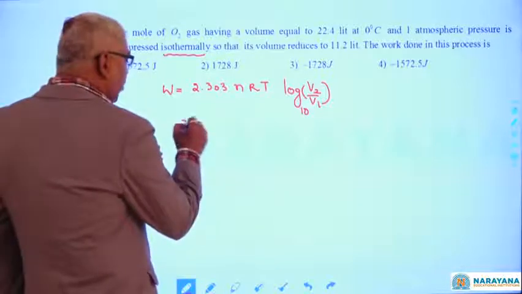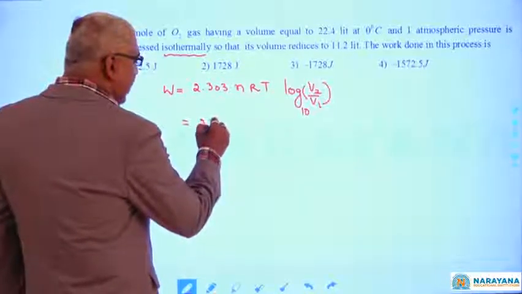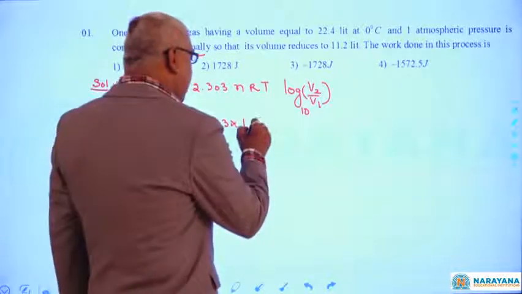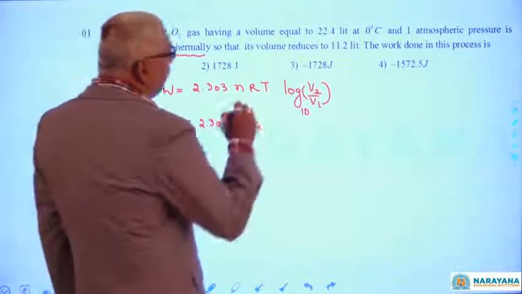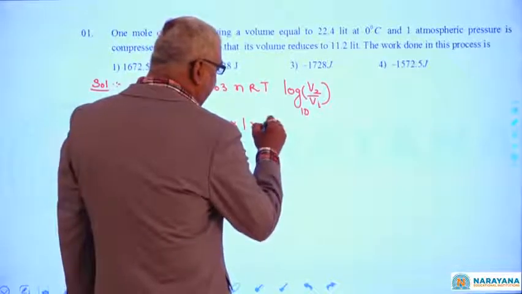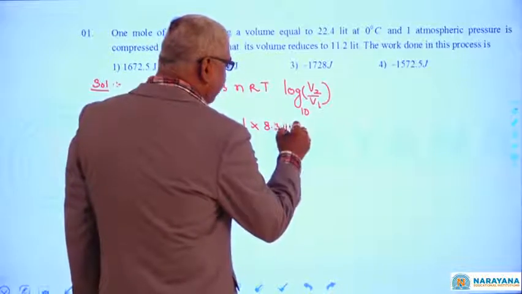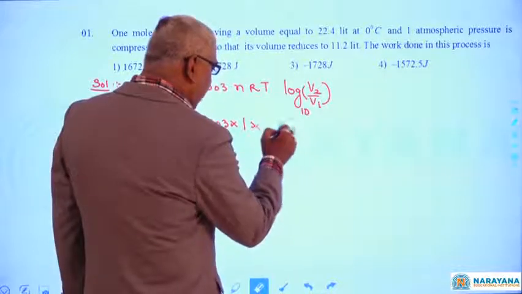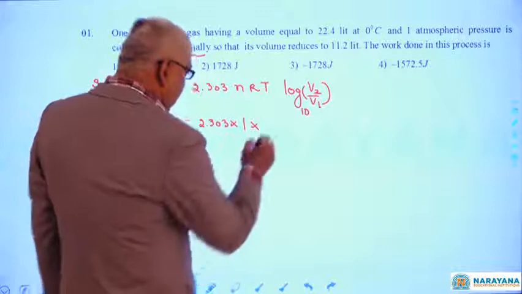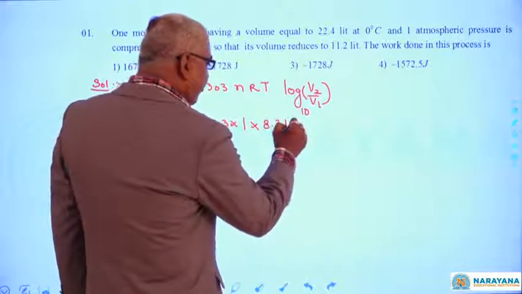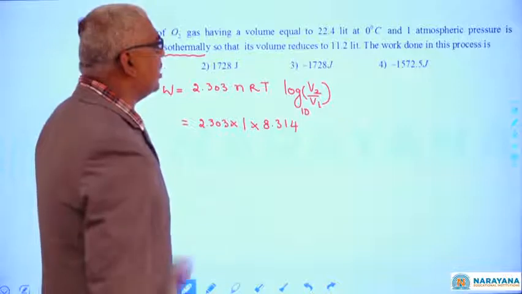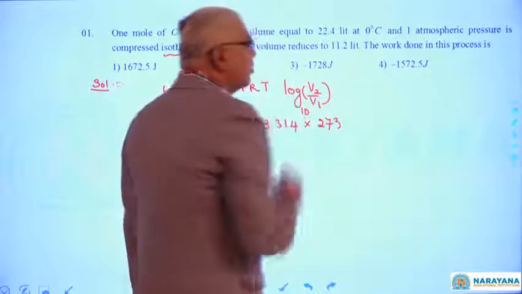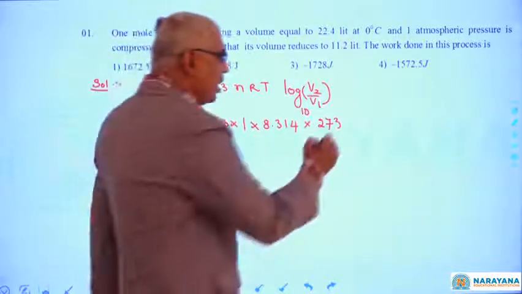Right now we take their values. 2.303, number of moles is given as 1, 1 mole. Capital R, the universal gas constant, is 8.314. And the temperature is given as 0 degrees Celsius, which means 273 Kelvin.